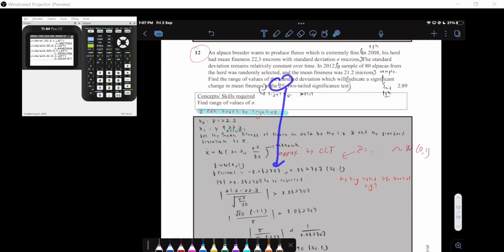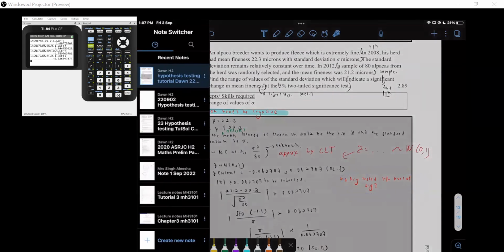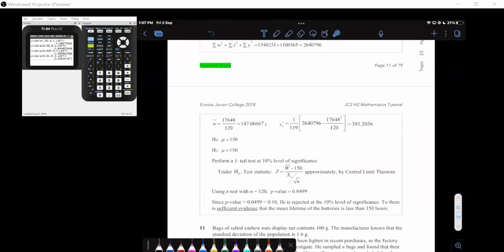5% significance level and you inverse norm. But here, the answer key tested 1% level of significance. I think that was what you were asking. Let me just take a look. What did they do?